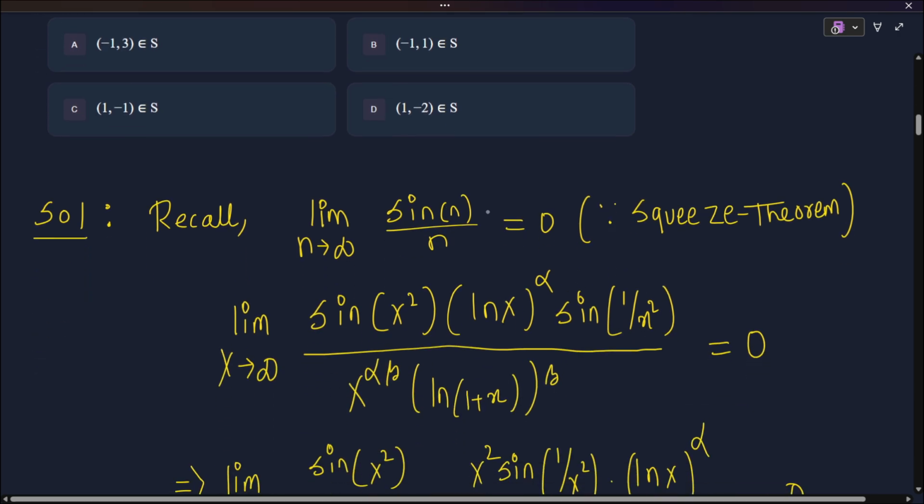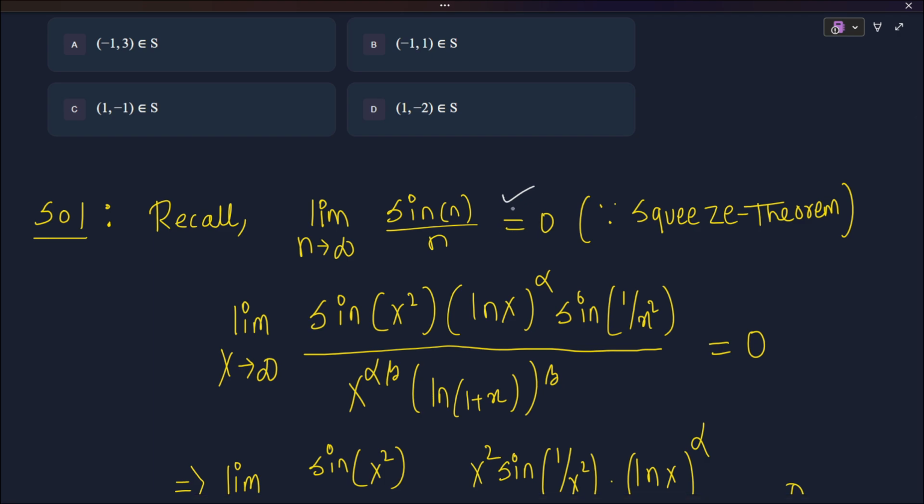So for this problem, it is worth remembering that sin n by n as n tends to infinity is 0, although we are not going to use it, but you might find it somewhere in other problems where you can use it. Also, this is true because of the squeeze theorem or the sandwich theorem.